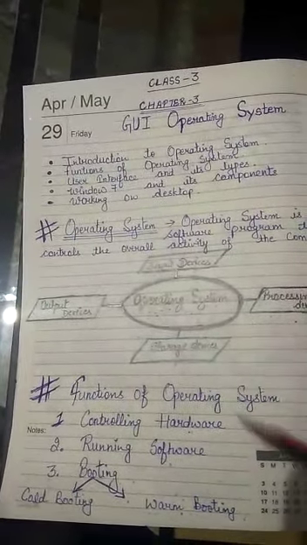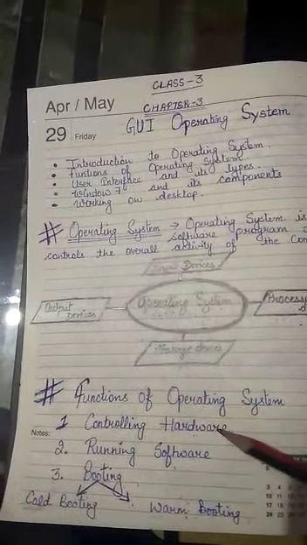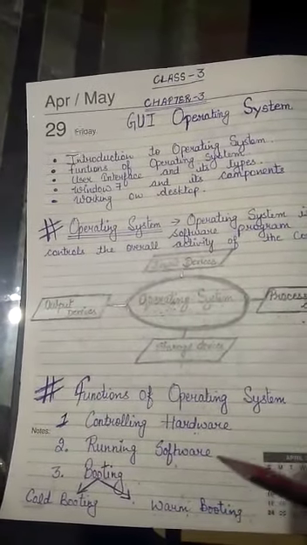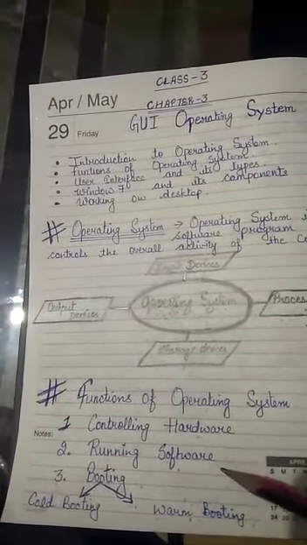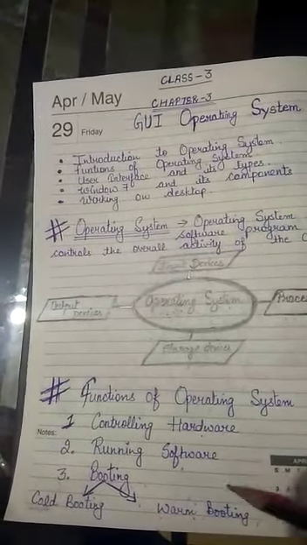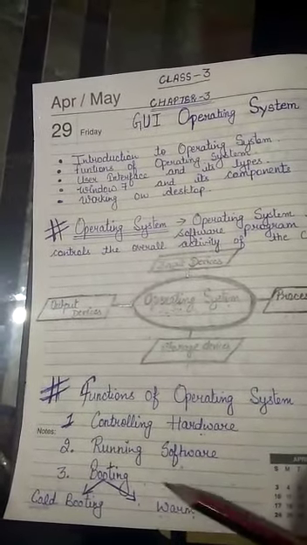Next is the functions of operating system. First is controlling hardware. Operating system manages all the physical components of the computer. Second is running software. Software such as MS Paint, Excel, games, all these types of softwares are managed by the operating system. Next, third is booting.